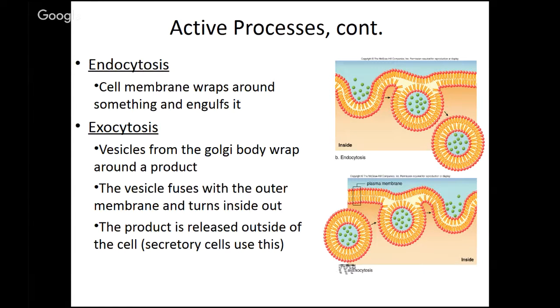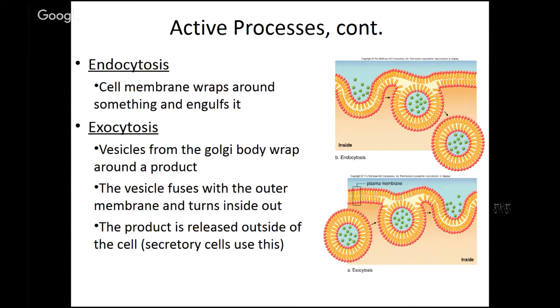Exocytosis is the reverse. This is pushing something out of the cell. So there's already something inside the cell. It's trapped inside a little vesicle, which is made of membrane around the outside. And that vesicle is going to fuse with the membrane on the outside of the cell. And since it's a liquid, it can do that. And then this little vesicle will fold itself inside out, and it will push whatever that is outside of the cell.